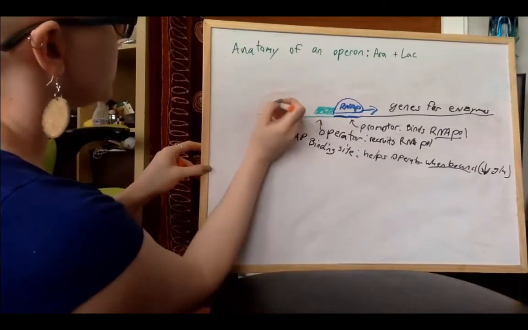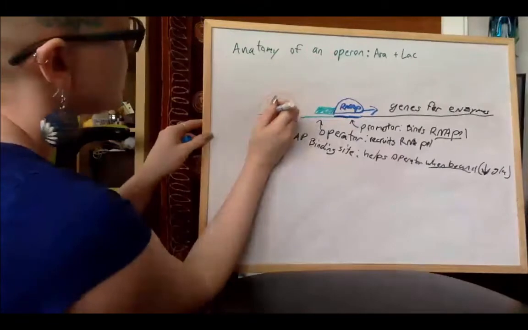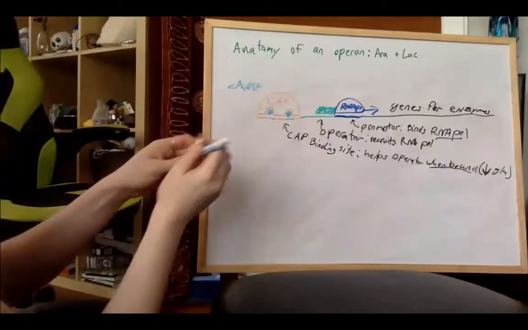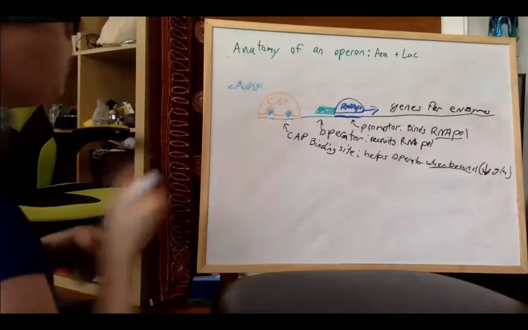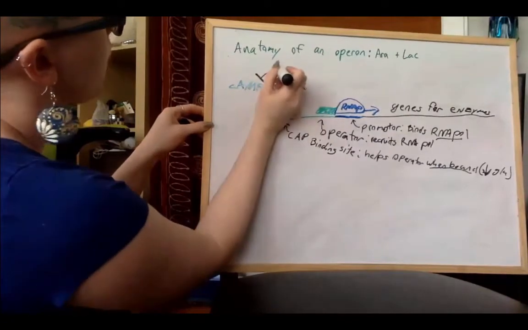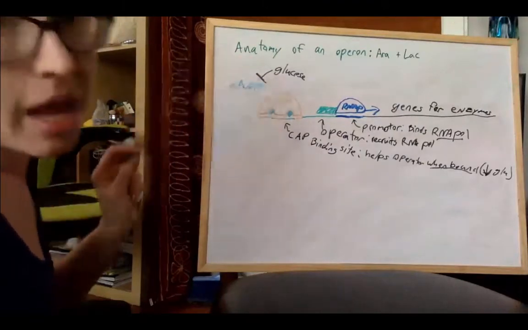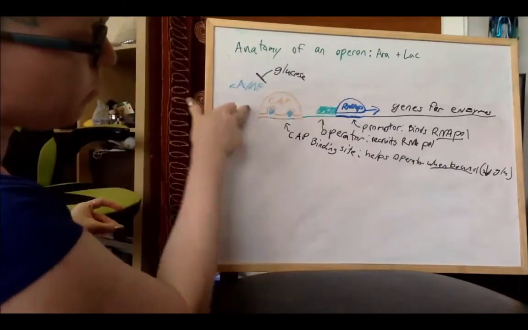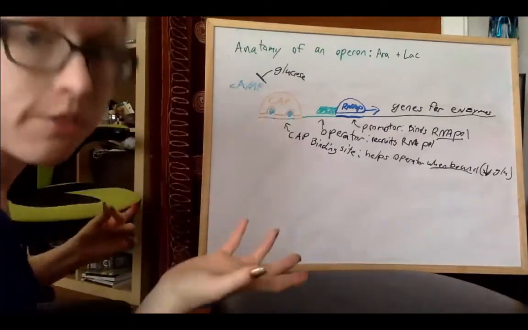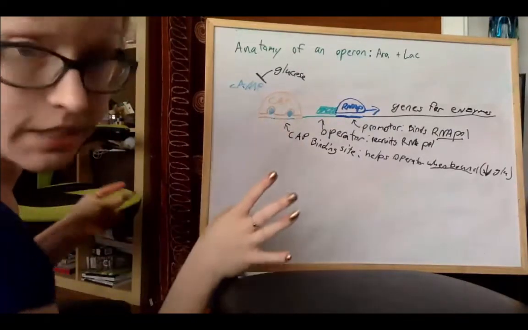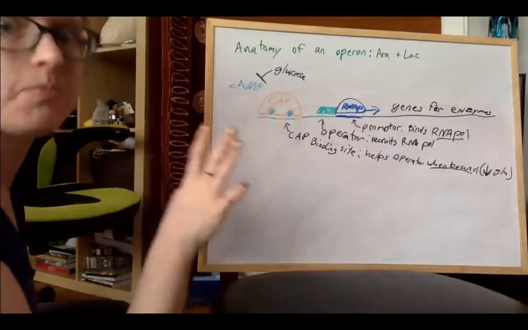And in our ideal functioning scenario, there is a CAP bound to the CAP site, and it has these cyclic AMP attached to it. Now, the production of cyclic AMP is inhibited by glucose. And without cyclic AMP, the CAP can't bind. And cyclic AMP is produced by an enzyme, which is coded for by a gene, which is on a different chromosome or a different operon. It's unrelated to this stuff. And the same goes for CAP. CAP is a protein coded by a gene that is somewhere else.